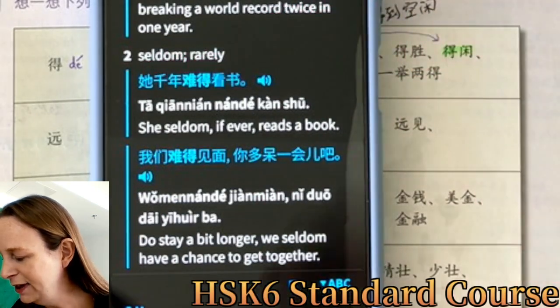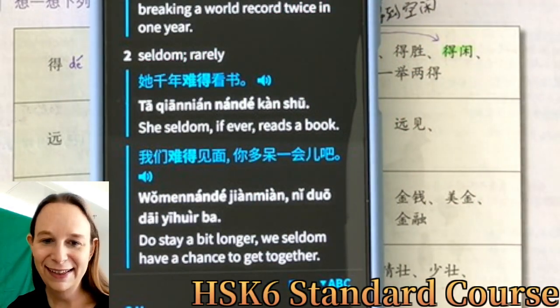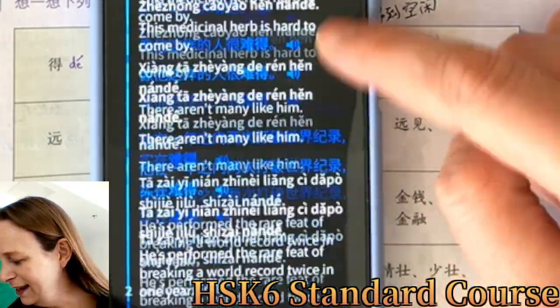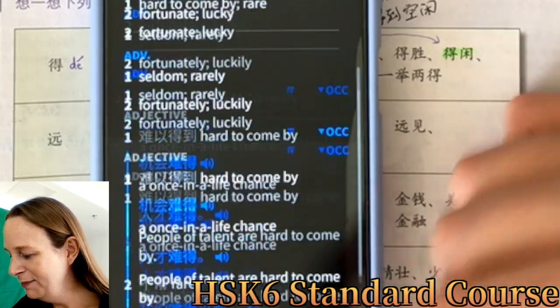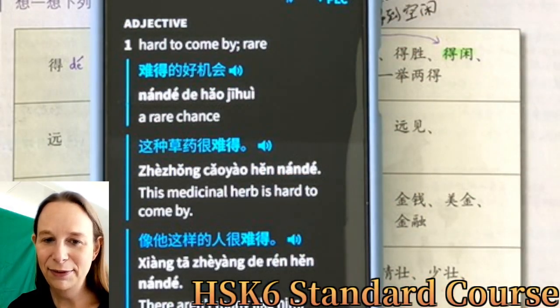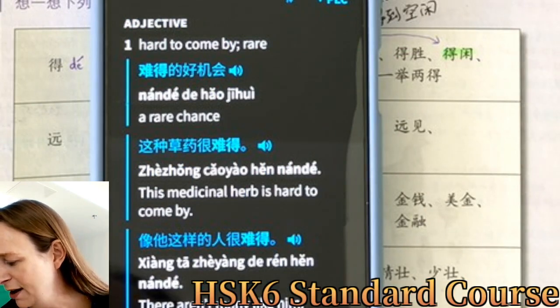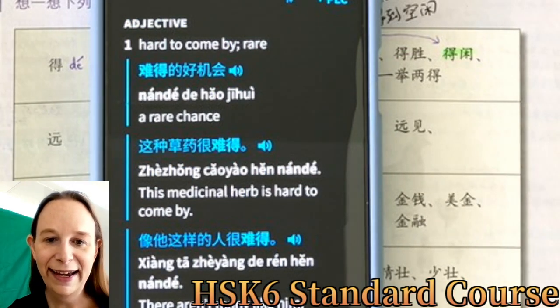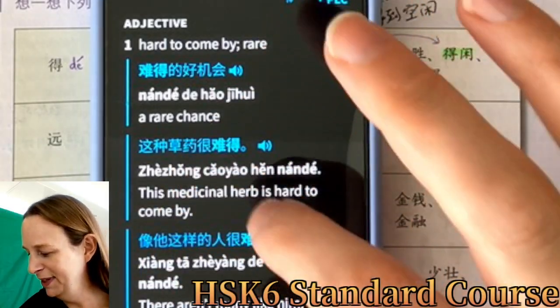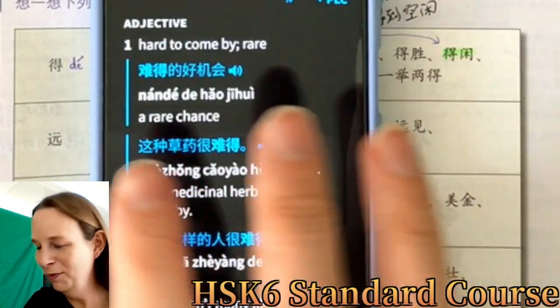千年难得看书。Yeah, so this is not hard to receive, right? Yeah, 难得. Maybe originally this is what it meant, like hard to come by, hard to receive. 这种草药很难得. Yeah, hard to obtain this medicinal herb.